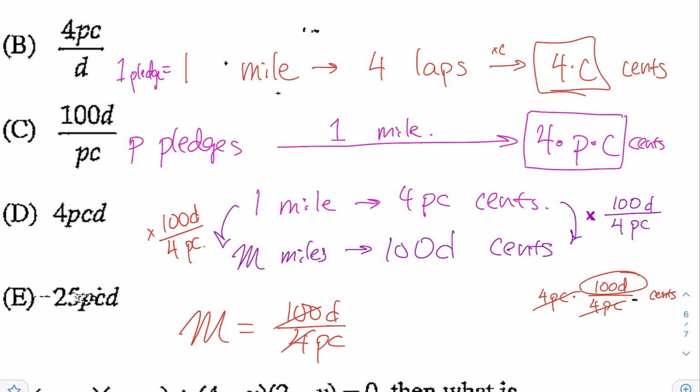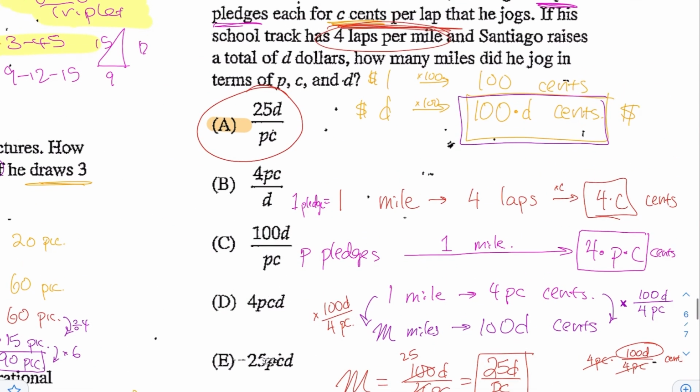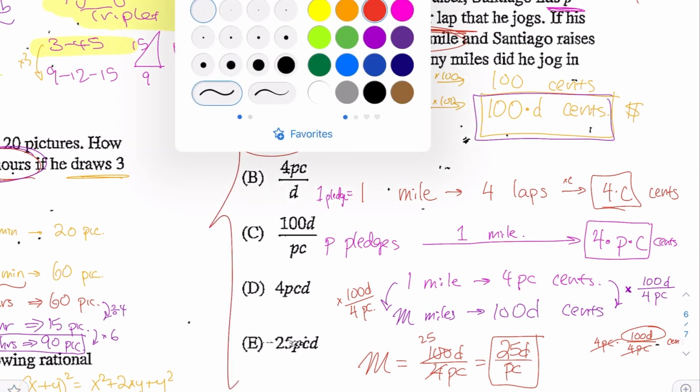And here 100 and 4 cancel out to get 25. So it's 25D over PC. And that is choice A. So that's how you solve this using related rates or proportions. You can also just plug in numbers on easy numbers and then substitute in to solve.